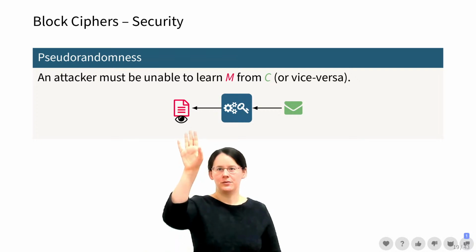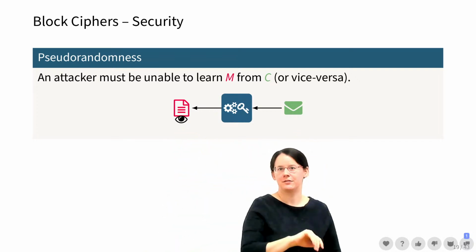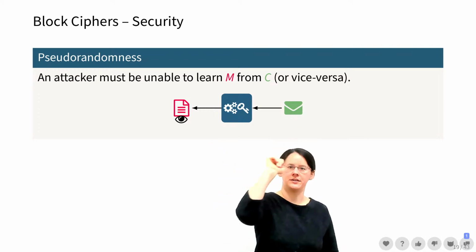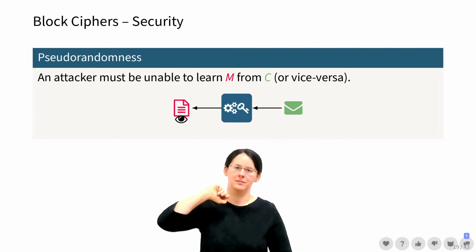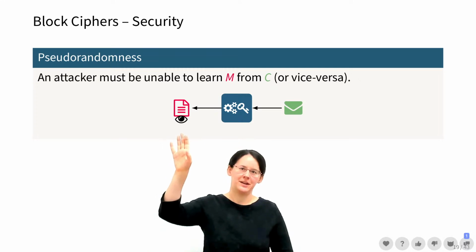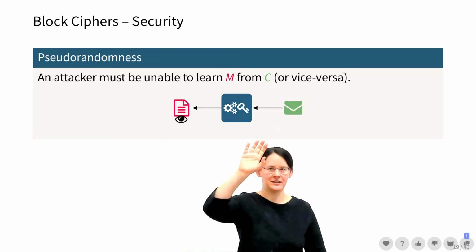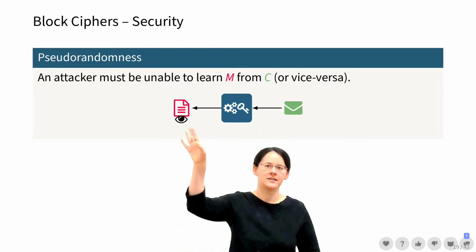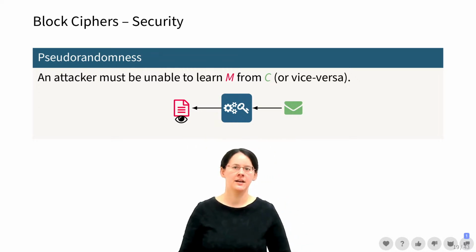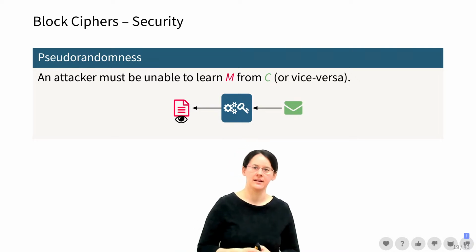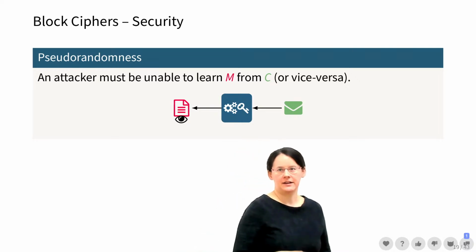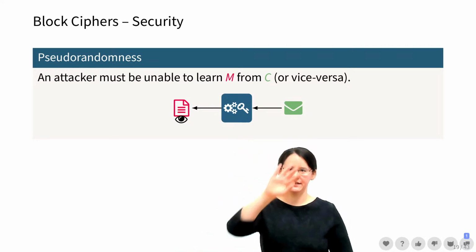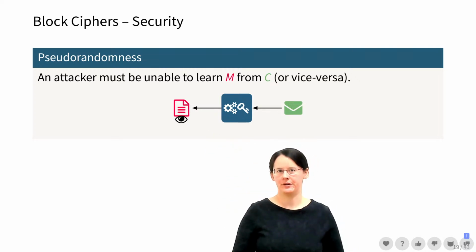We don't want to be able to learn anything about the confidential stuff from the public stuff, but actually also vice versa. That's why it's called pseudo-randomness. So an attacker also shouldn't be able to learn anything about the ciphertext or what the ciphertext would look like just by seeing the plain text. So they should look like they were random strings. That's for an attacker who doesn't know the key. And that's the main confidentiality property.